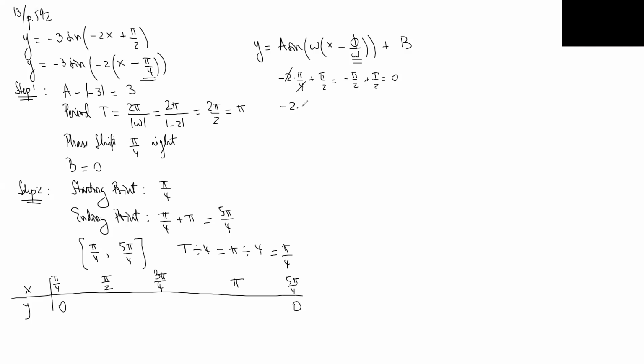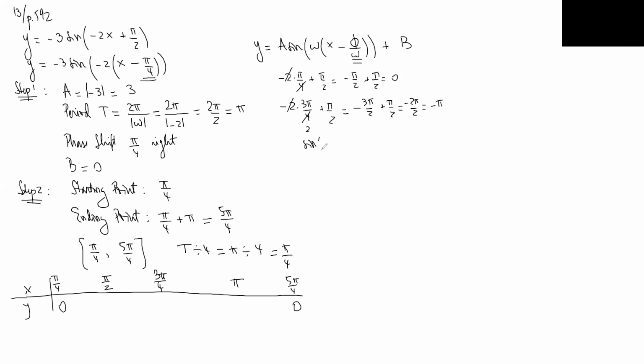So we have -2 times 3 pi over 4 plus pi over 2. So you see this is canceling here. So I have -3 pi over 2 plus pi over 2. That's going to be equal to -2 pi over 2, which is the same as negative pi. So now I have sine of negative pi.